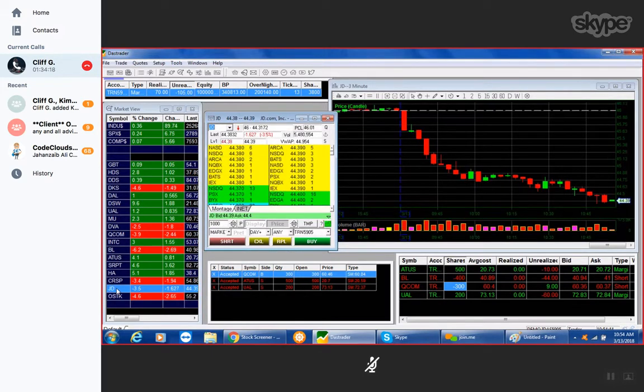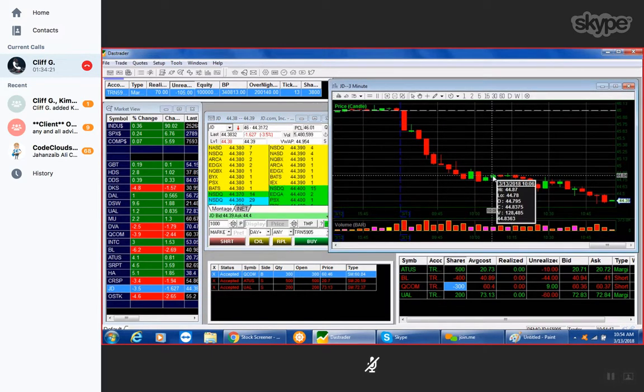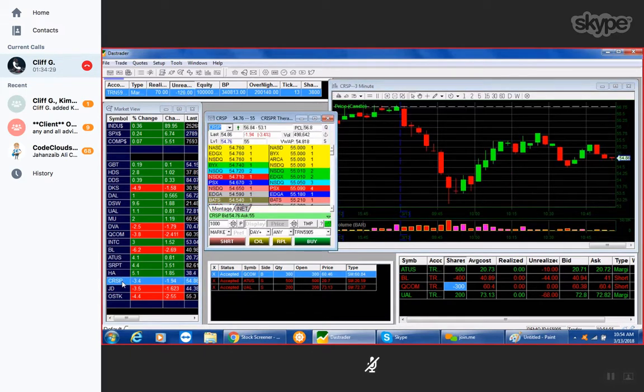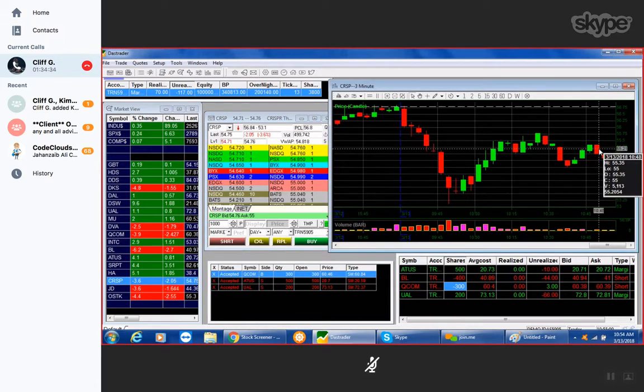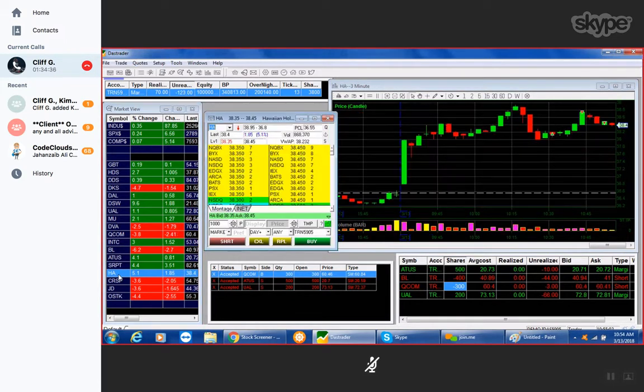JD. Here was your resistance right here. 4 candles right there. It's a nice spot to get in, but it's too late now. Here's the Crisp trade. Again, not enough to call resistance of 4 minimum, so nothing to do. HA.